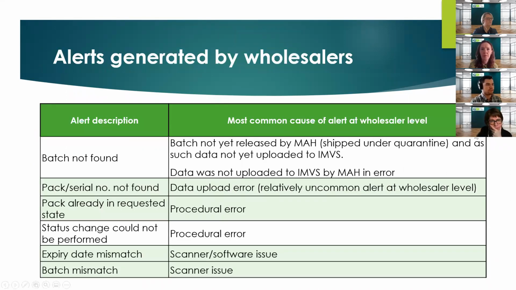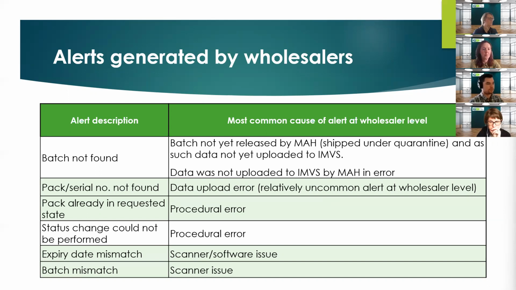Yeah, so first of all, we're going to go into what types of alerts are usually generated by wholesalers and their most common causes. The first one that we're going to talk through in this list is batch not found. We might refer to these as A2 alerts, but you'll see them as batch not found. Most of the time, this is where the data isn't in the IMVS. The scan goes to check the IMVS, and one of the first things it does is check whether the batch is there. If it's not found there and it's not found in the EU hub, we're not going to be able to find the details of that pack, and that's the type of alert that happens there.